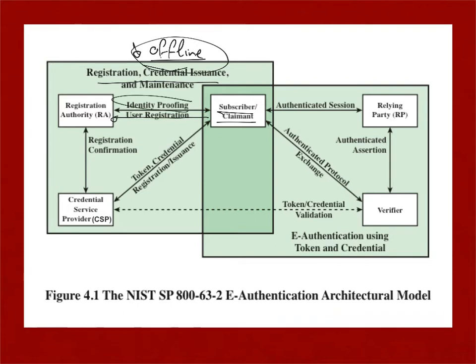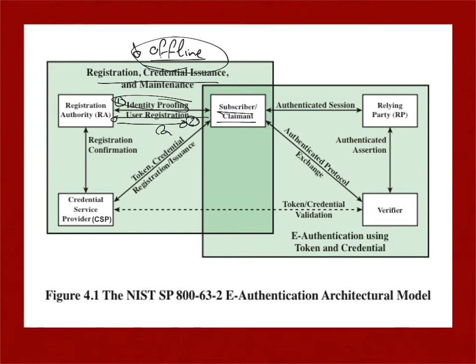Then we provide the identity proofing. Once we provide the identity proofing, this is step number 1. Then we establish some confidence. This is step number 2. We establish a certain level of confidence about this user identity. This level of confidence could be low or could be high depending on what system we're talking about.